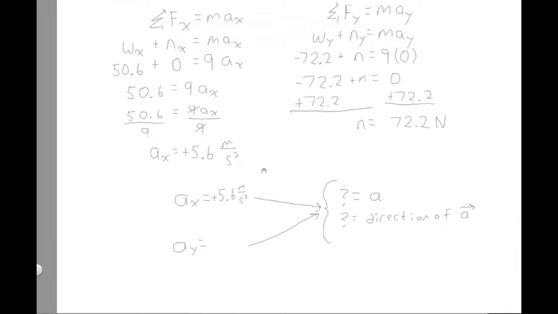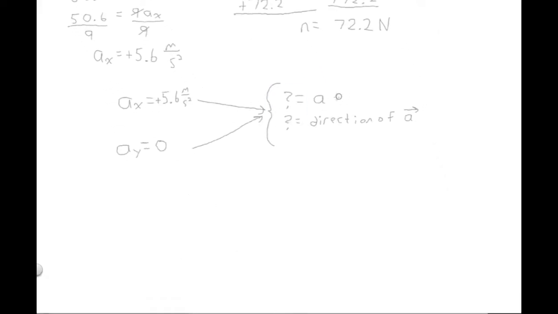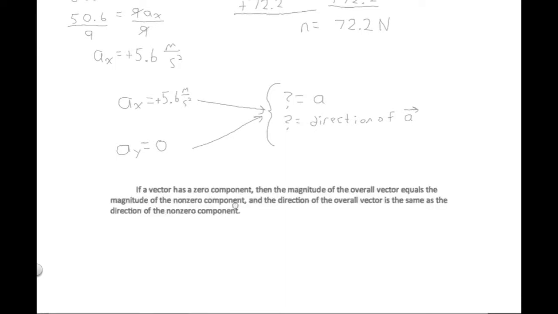And didn't we already figure out a sub y is 0? We earlier determined that a sub y would be 0. We plugged that in here. So it should be easy to use those components to get some results for the overall acceleration. Here's the rule, which I think we already used earlier in this video. Since the acceleration has a 0 y component, we know that the overall acceleration has the same magnitude and direction as the x component.